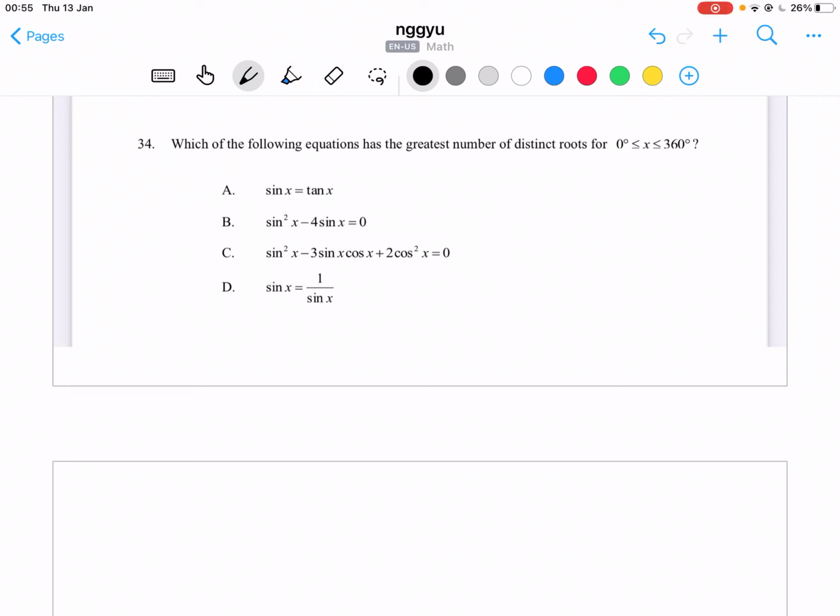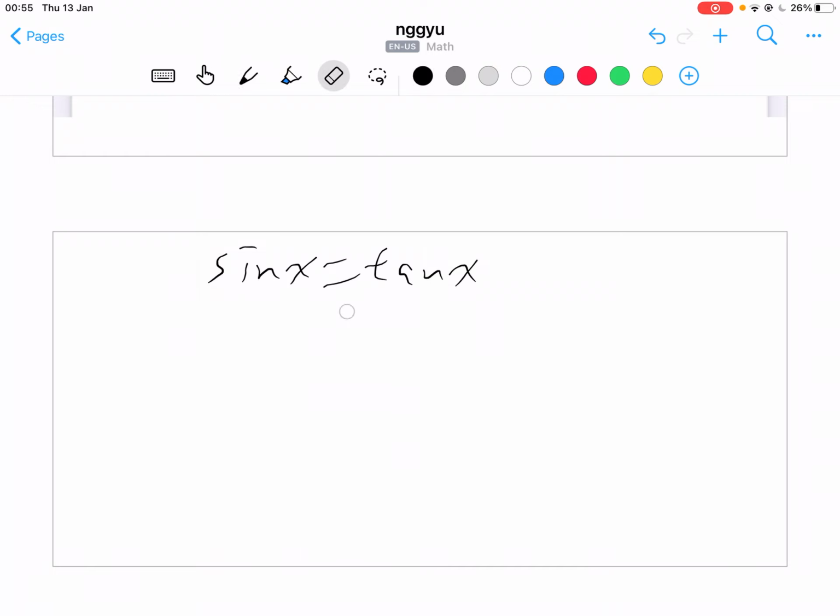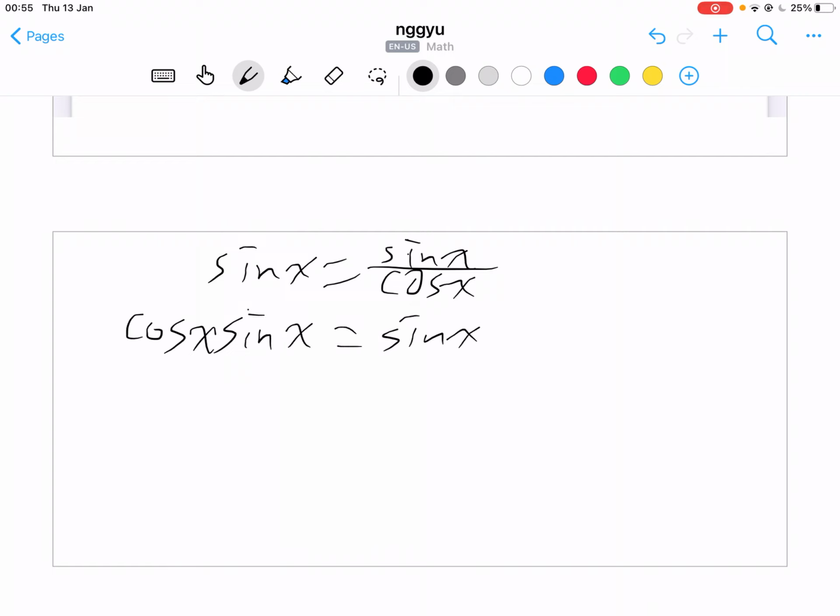Question 34. Which of the following equations has the greatest number of distinct roots for x between 0 and 360 degrees? Option A, sine x is equal to tangent x. We can change tangent x into sine x over cosine x here, and then we multiply cosine x on both sides. So cosine x sine x minus sine x is equal to 0.